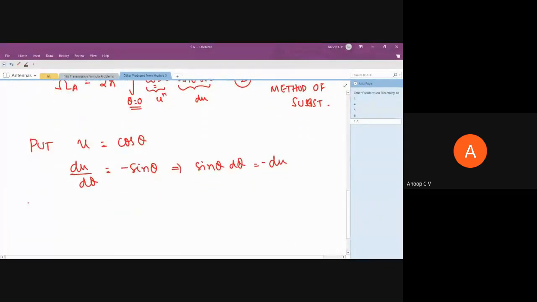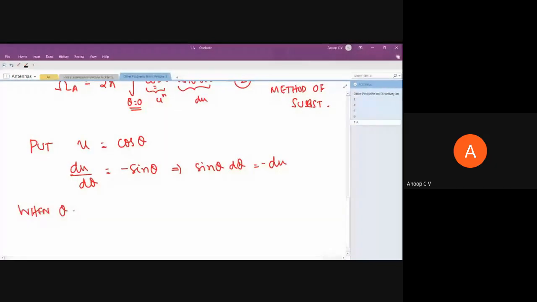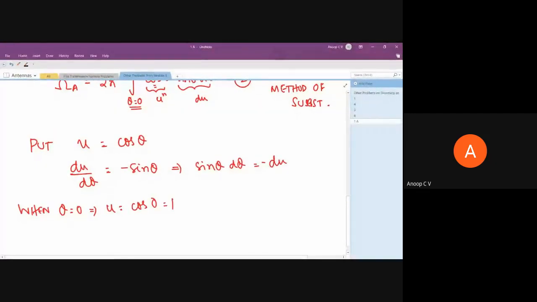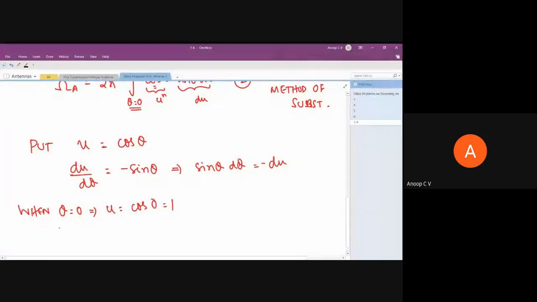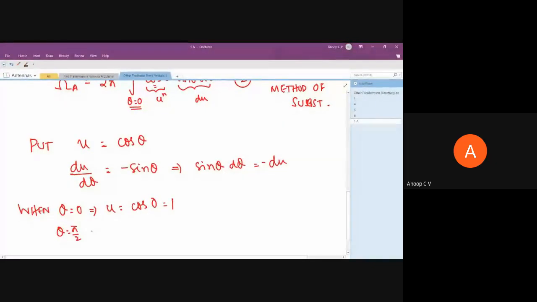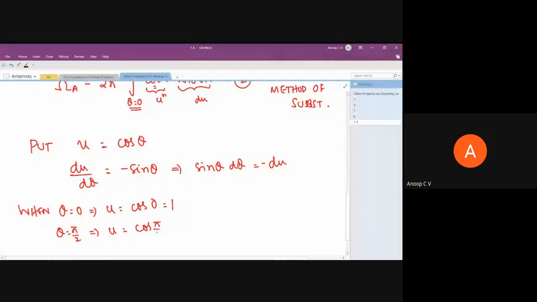For instance, when theta is equal to 0, u is equal to cos theta, cos 0, that will be equal to 1. That will be the lower limit. And similarly, when theta is equal to pi by 2, u is equal to cos pi by 2, that will be equal to 0. So these are the limits, right?